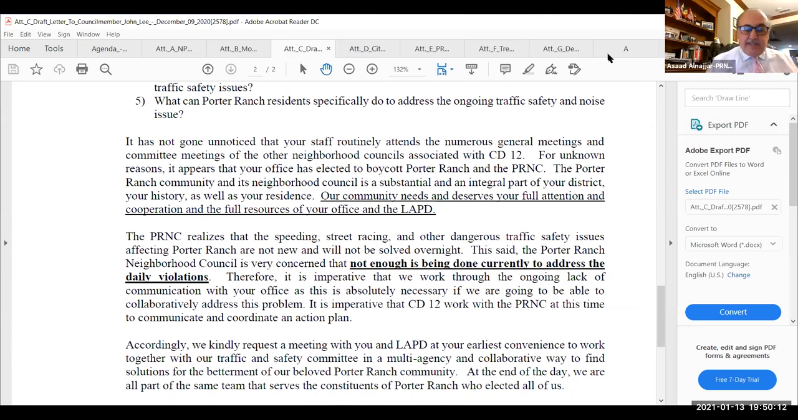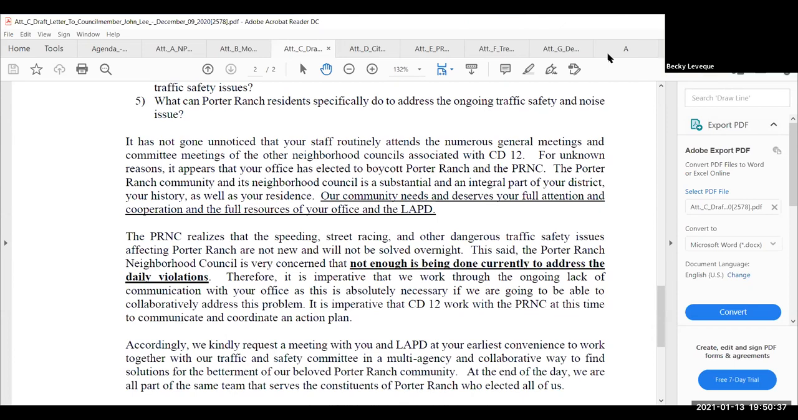And just to elaborate here, thank you, Becky. The copies of this letter are going to the mayor, Eric Garcetti, to Councilwoman Nuri Martinez, to the city attorney, Mike Feuer, and to Chief Moore, so that they are aware of this situation and the PRNC challenge within Porter Ranch. We should also add Captain Burns on that as well.